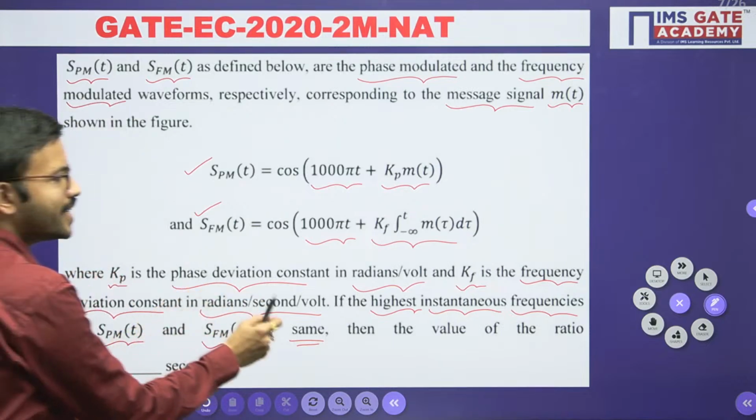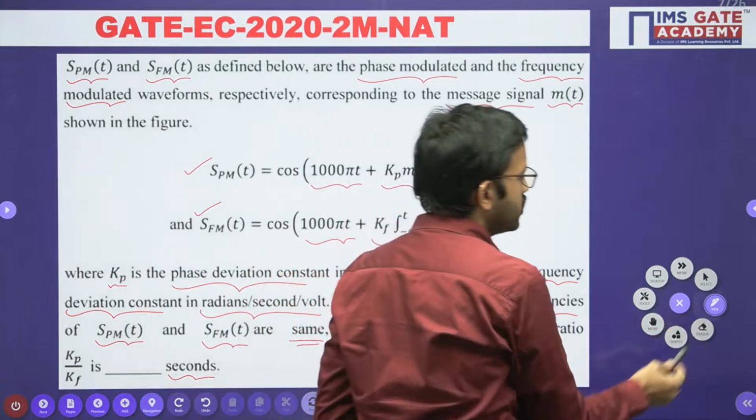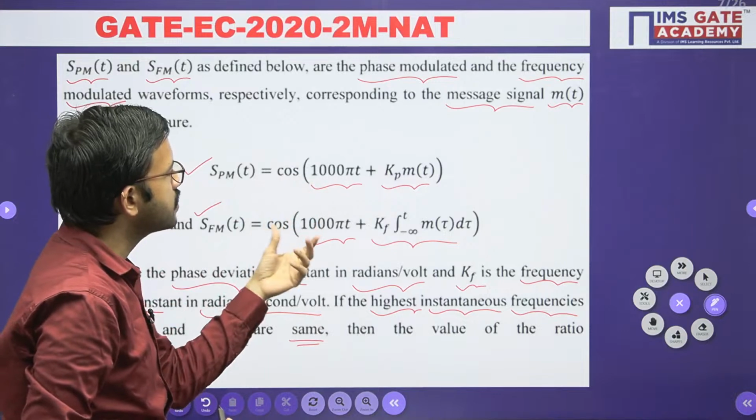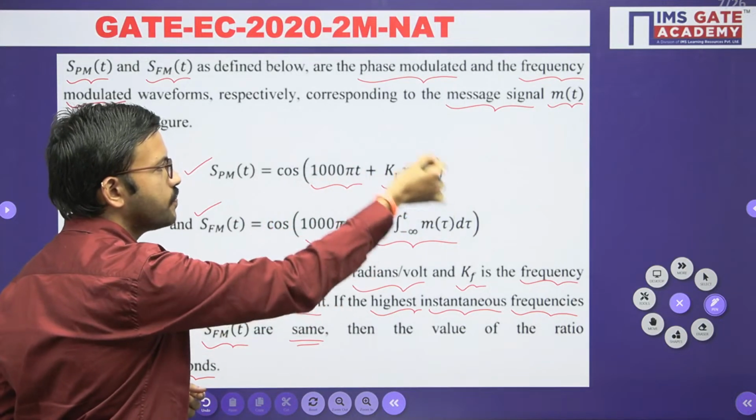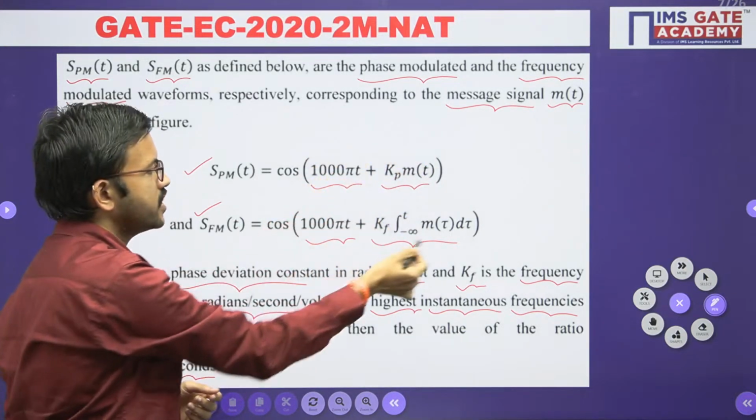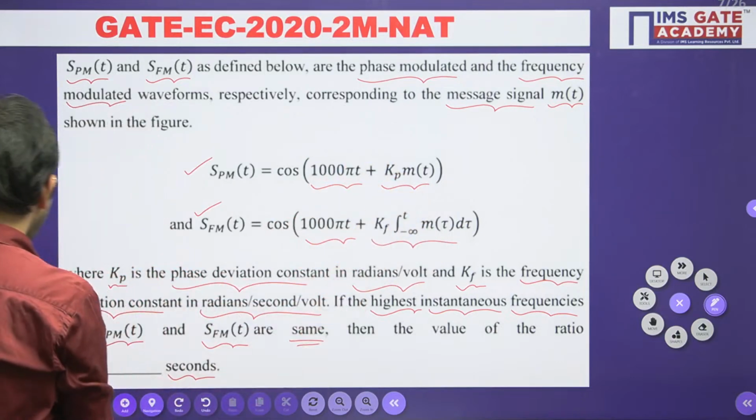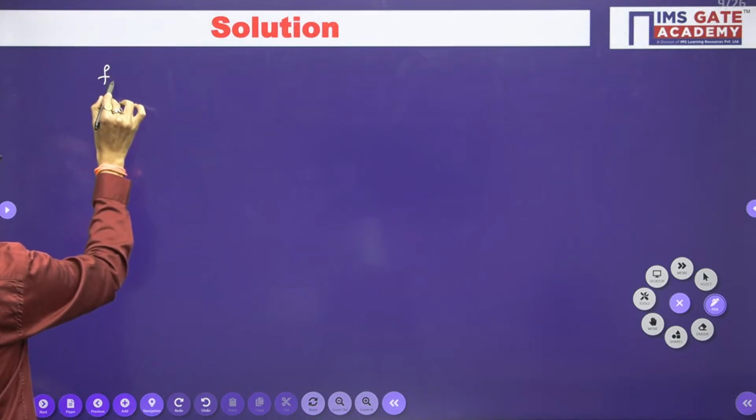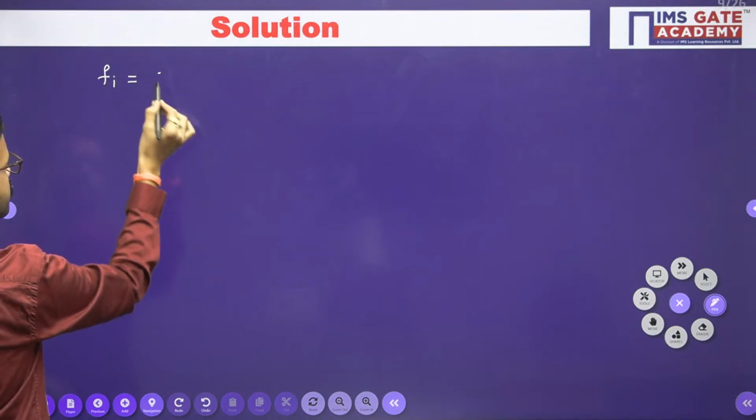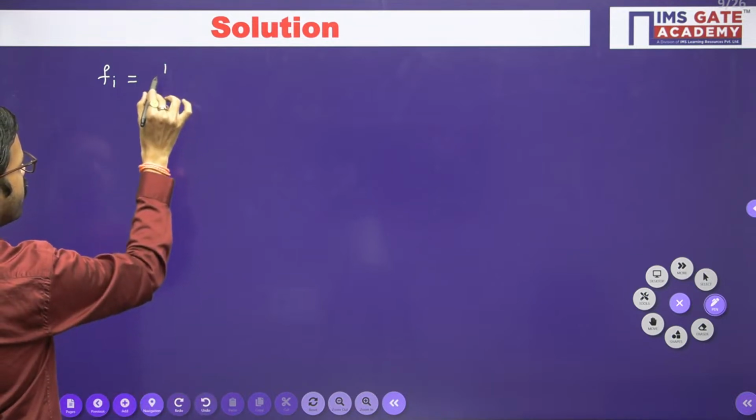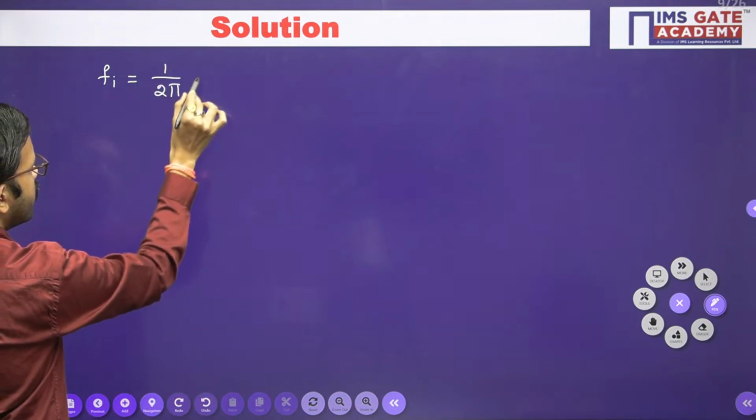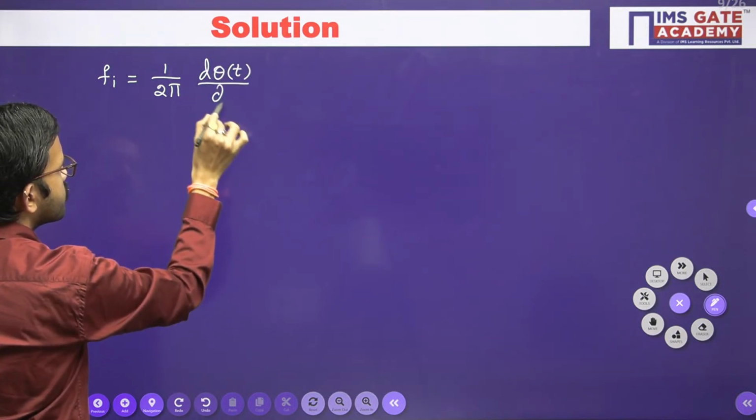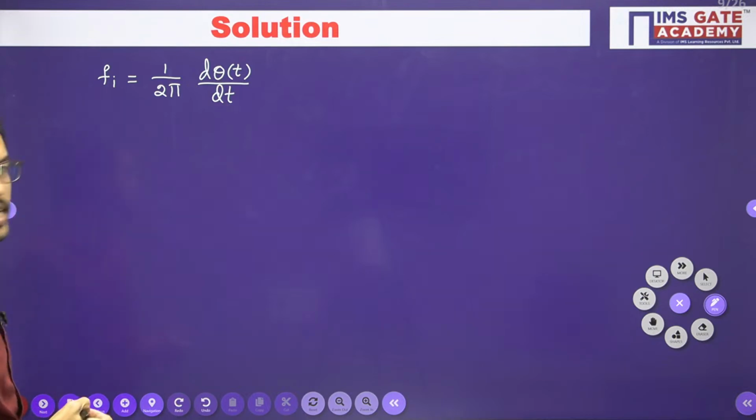So first of all, let us write the instantaneous frequency. I hope all of you know the formula. Whenever you have a cos signal or sine signal, whatever this entire term is, you can consider it as theta of t. It is the angle term, right? So from there you can write the instantaneous frequency: fi equal to 1 by 2 pi into d theta of t divided by dt, right?